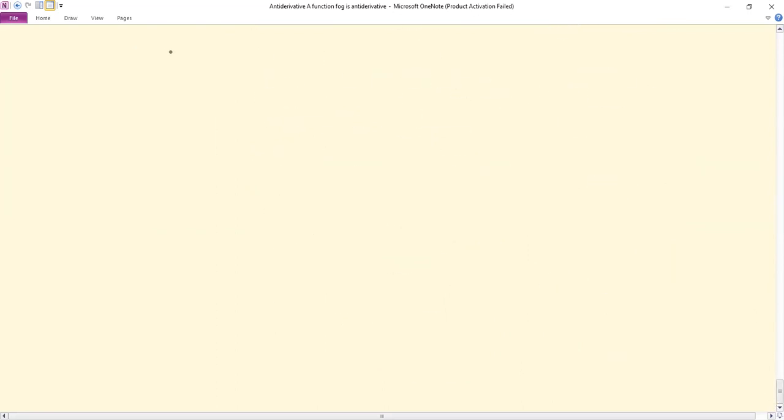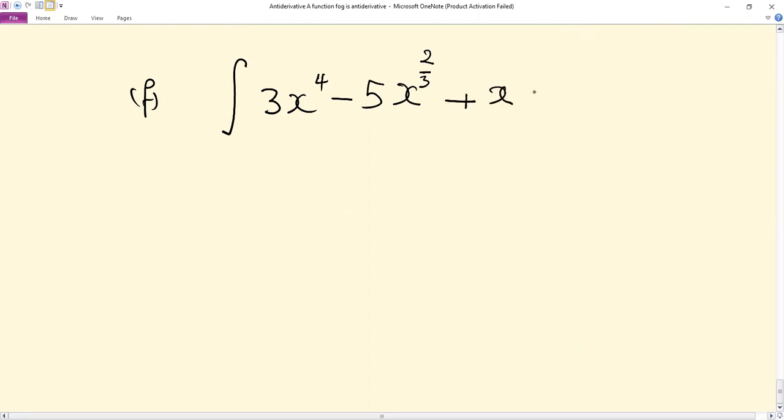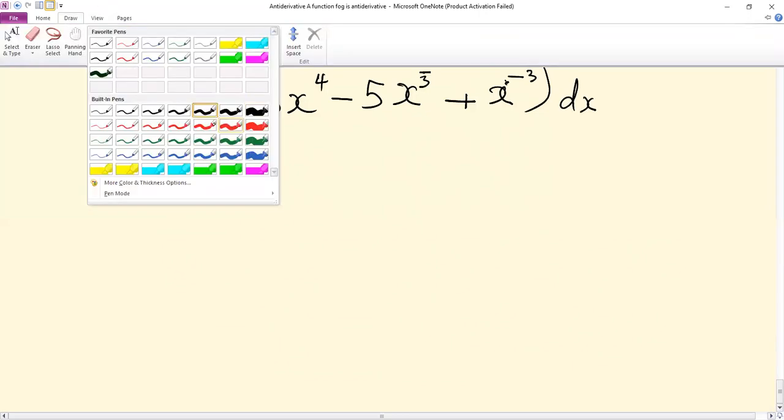And then the last example, f: integral of 3x raised to the power 4 minus 5x raised to the power 2 over 3, and then plus x raised to the power minus 3 dx. Now what you do on this problem, you simply apply integration on each term.